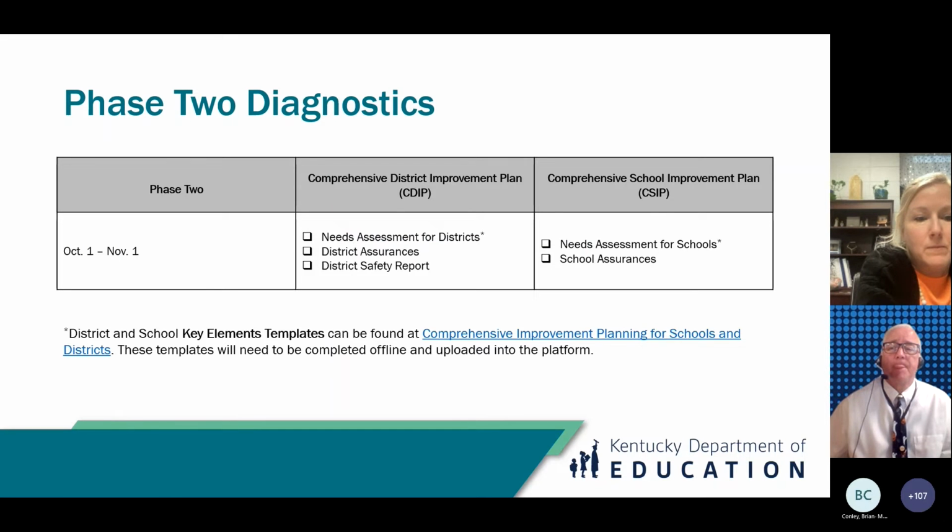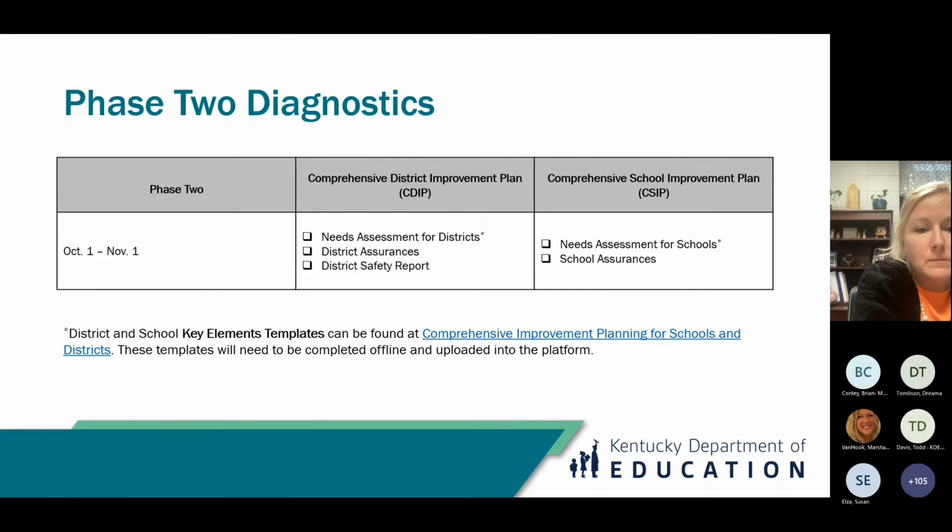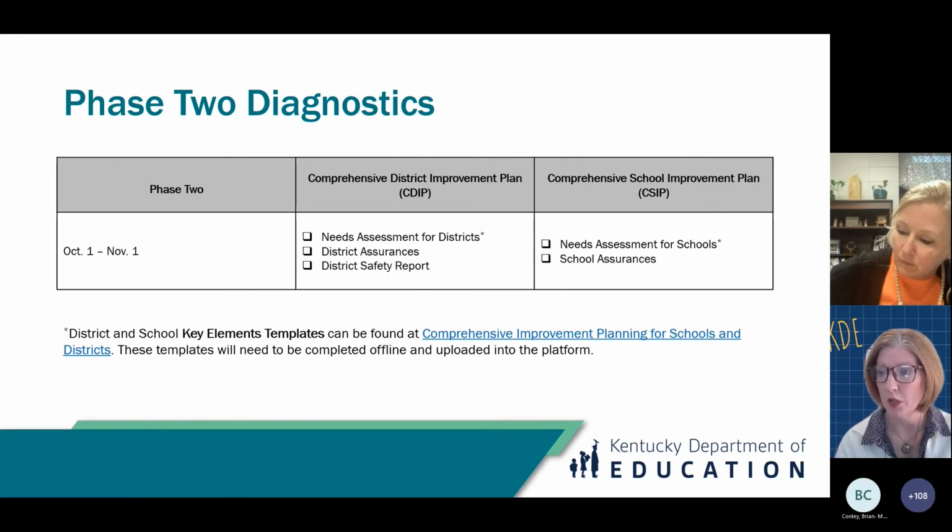So we'll take a look at the phase two diagnostics, which, as he said, that deadline is coming up November 1st, next Tuesday. So within there, you have the needs assessment for both districts and schools, and you have the assurances for both schools and districts. That district safety report will utilize the information from the school safety report.